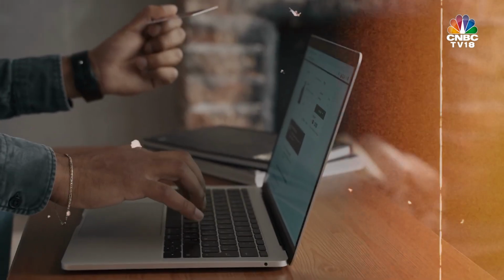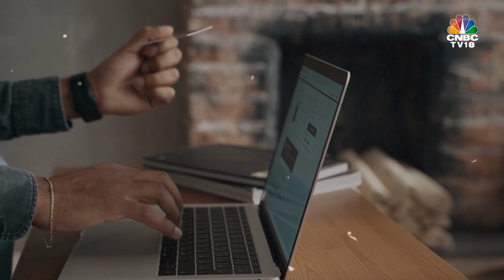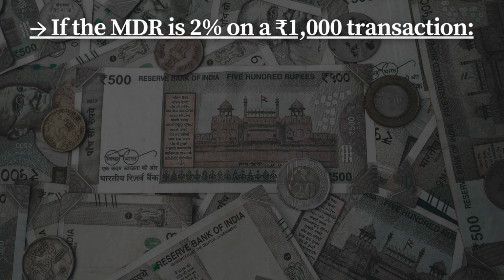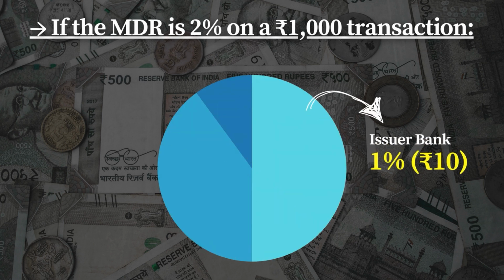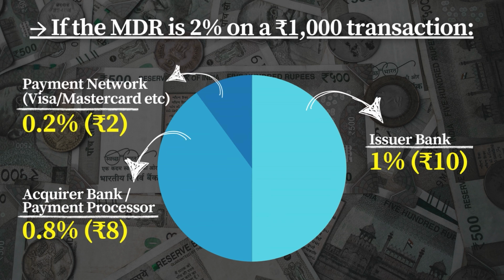Imagine you buy something for 1,000 rupees and there's an MDR of 2% or about 20 rupees. So that means the merchant has to pay that fee of 2%, which is 20 rupees on the transaction. Now this 20 rupees gets split up where the issuer bank takes 1% typically, which is about 10 rupees. The acquirer bank or the payment processor gets 0.8%, which is 8 rupees, and the payment network, which is your Visa or MasterCard or NPCI, could get 0.2%, which is 2 rupees.